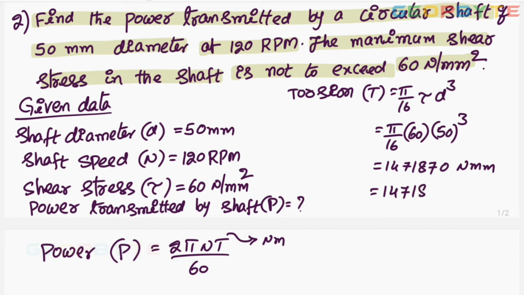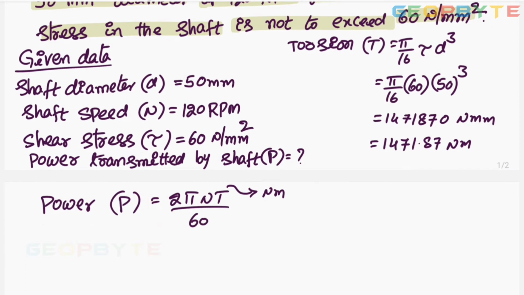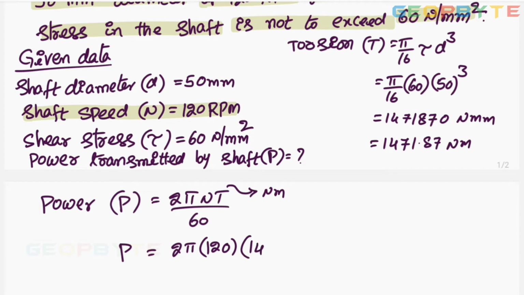Dividing by 1000, we get 1471.87 Newton meter. Now let us do the power. Power P equal to 2 into pi into capital N. N is the speed of the shaft, 120 rpm. 2 pi N 120, and the torque is 1471.87, dividing by 60.